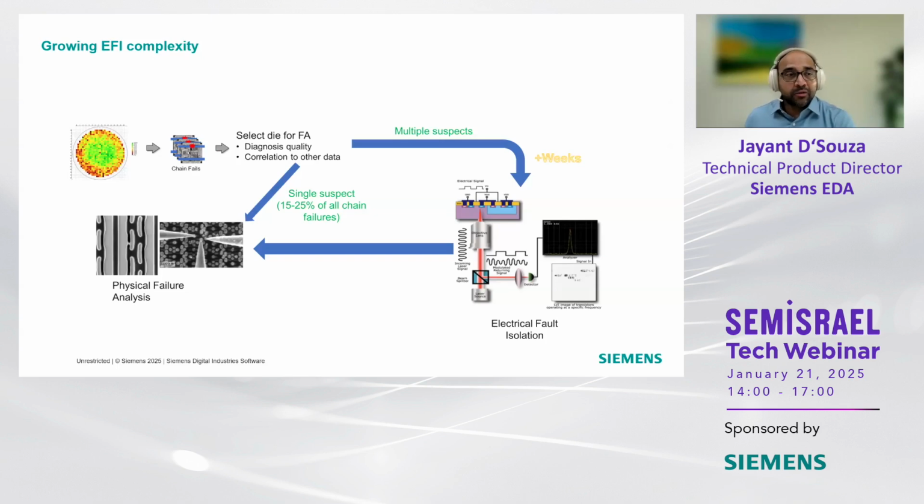EFI complexity itself has grown pretty significantly. There are lots of great techniques to do EFI before physical failure analysis. It can make failure analysis really accurate, and it really does make the PFA count in finding a defect mechanism. But in selecting dies for FA, single suspect cases of chains account for about 15 to 25% on average across the industry and go directly to FA. If you have multiple suspects, then you generally go through some kind of EFI cycles to isolate the defects to a very specific region on the chip before PFA can be performed.